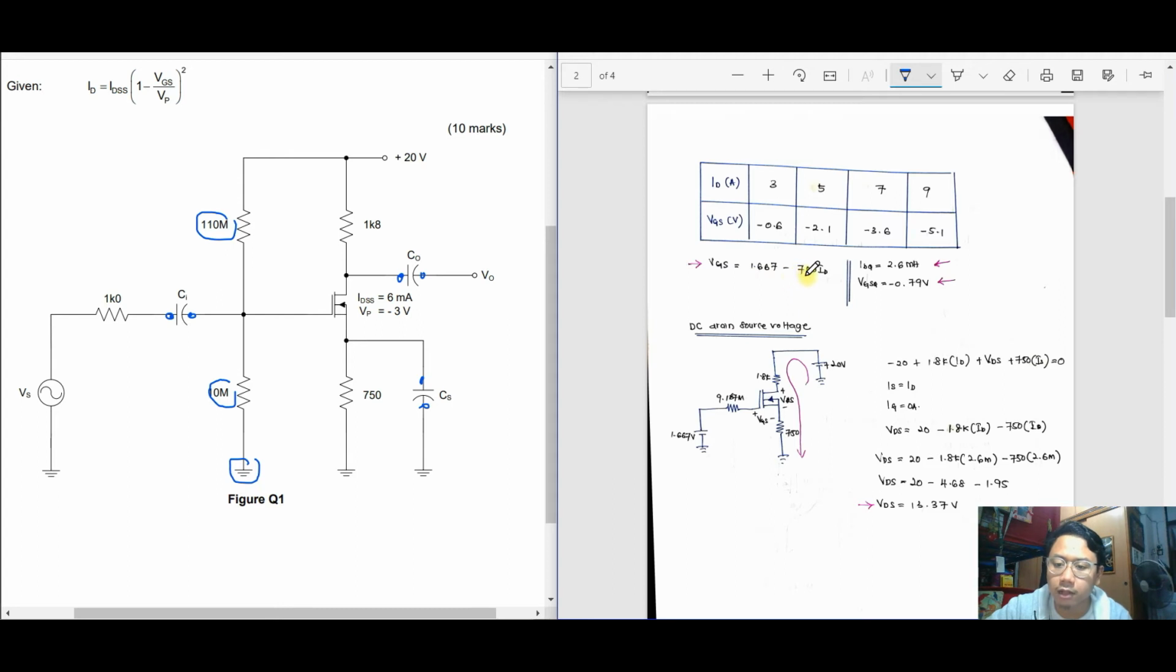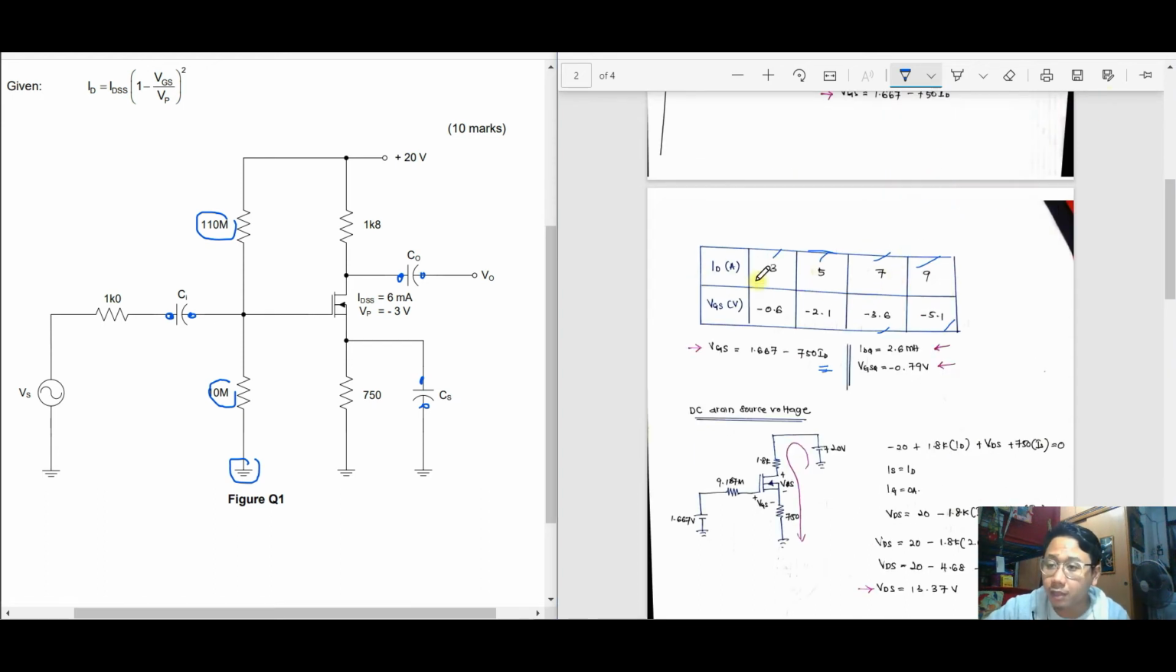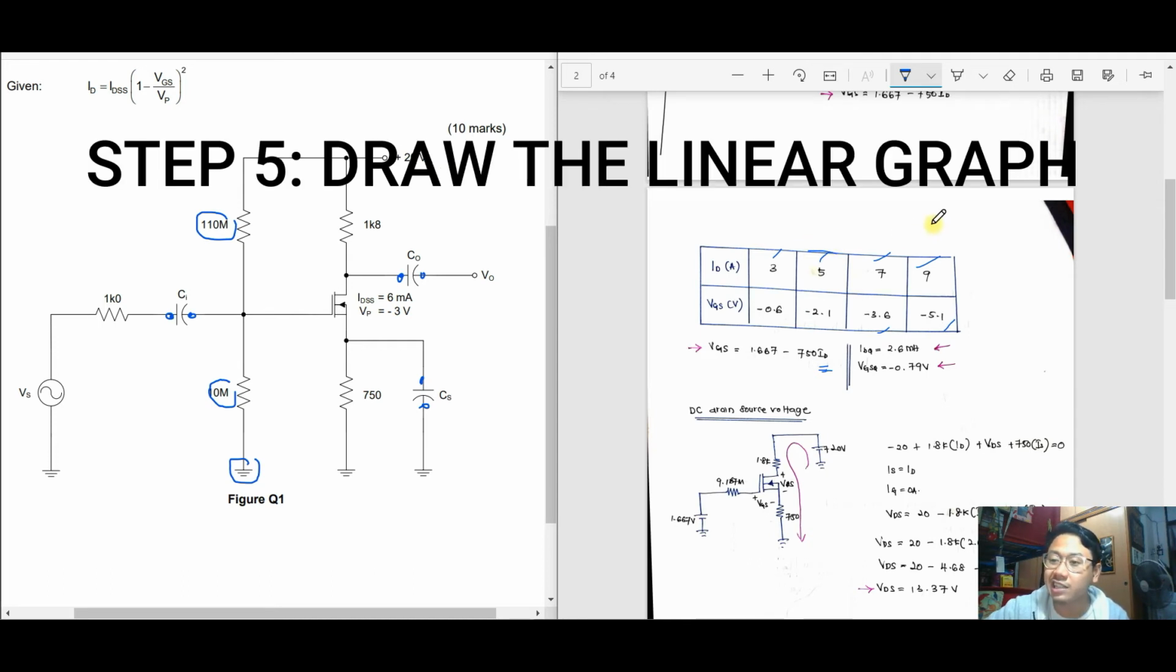VGS equals 1.667 minus 750 ID, and enter the number of ID. This one, 3, 5, 7, 9. So just by using the calculator, enter this equation and the values of VGS we obtain are negative 0.6, negative 2.1, negative 3.6 and negative 5.1. So next, what do we need to do from this table? Let's go to the graph and we will construct the linear line.